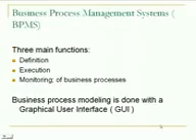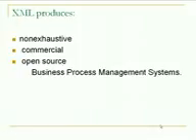BPMS is the next key factor: Business Process Management System. Three main functions are there: definition, execution, monitoring of business processes. Business process modeling is done with a graphical user interface, or GUI. XML produces non-exhaustive, commercial and open source business process management systems.